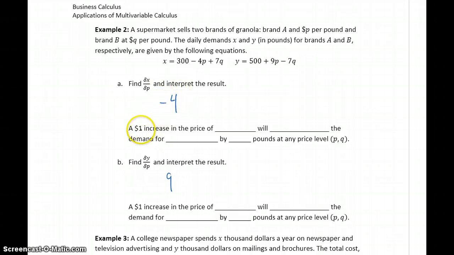So to interpret this first result, a $1 increase in the price of, in this case, since we're differentiating with respect to p, the thing that we're changing is the p dollars, which relates to brand A. So a $1 increase in the price of brand A, in this case, will result in a decrease, since we have a negative result, in the demand for brand A by 4 pounds at any price level PQ. And we said any price level PQ because there's no variable left in this derivative. So regardless of what the original prices P and Q are, we're always going to see that decrease of 4.